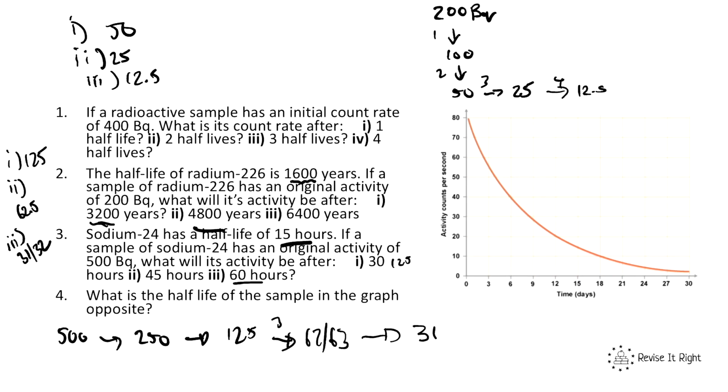Okay, so finally, question 4, using the graph. What is the half-life of the sample in the graph? So we start at 80 as the initial. We know that half of that is 40, so we need to find 40. We go over from our graph where it meets the line and down, and it should be 6 years.